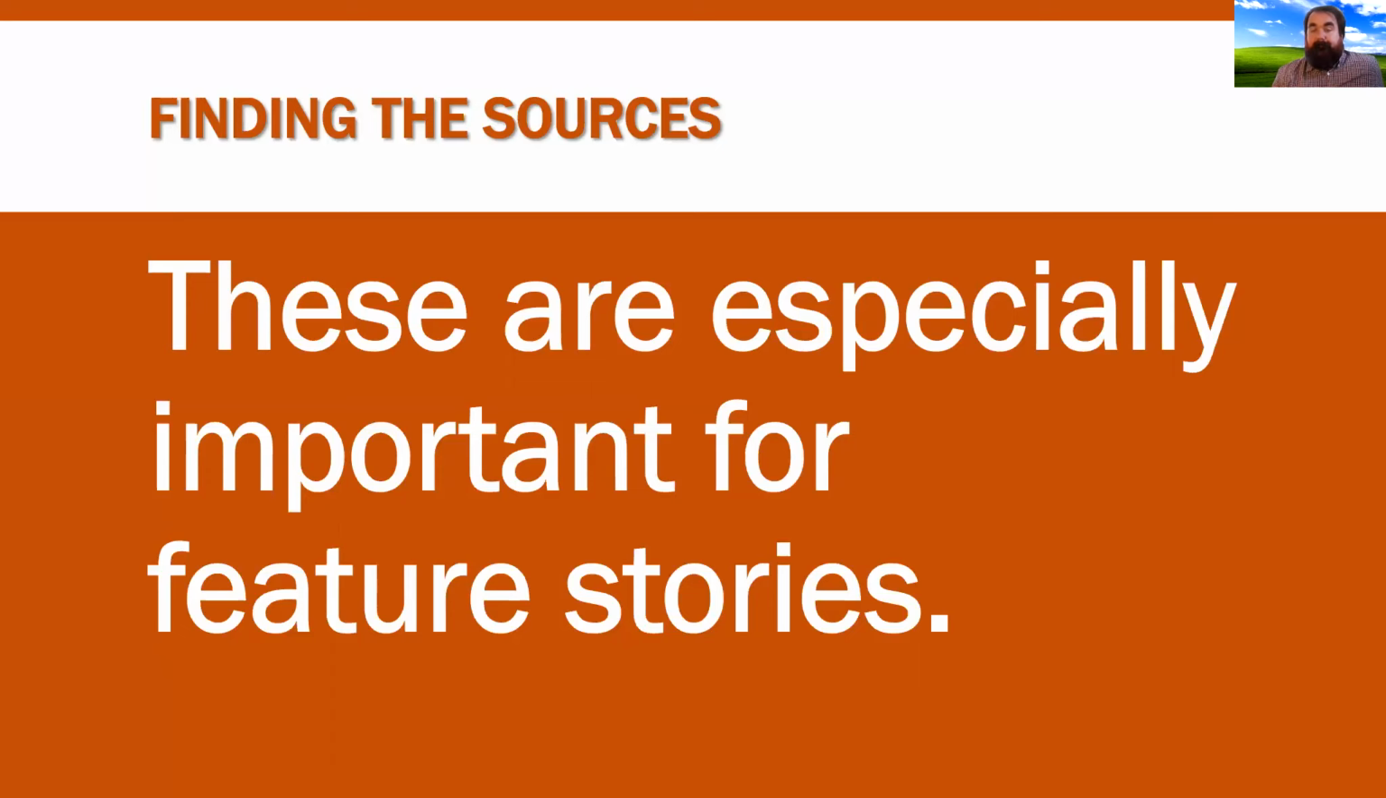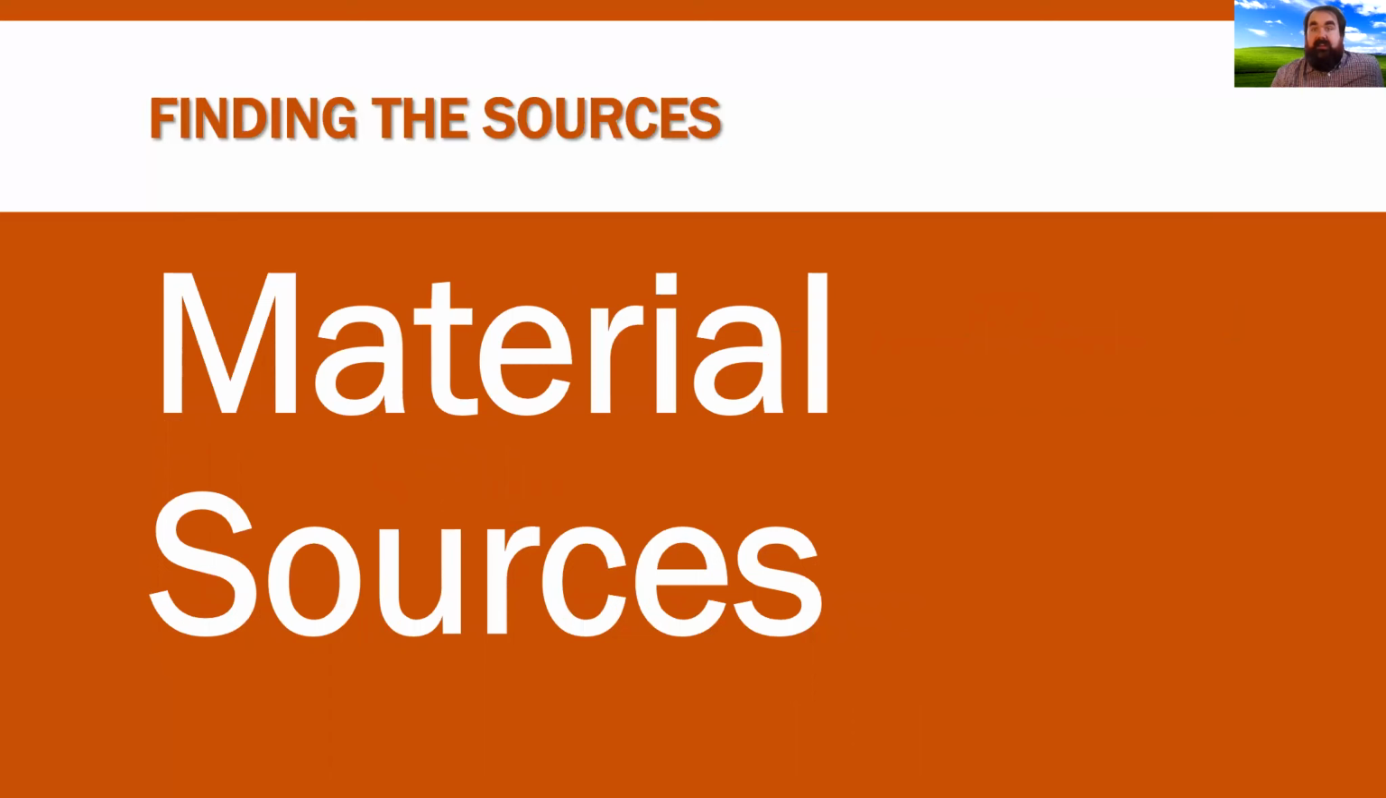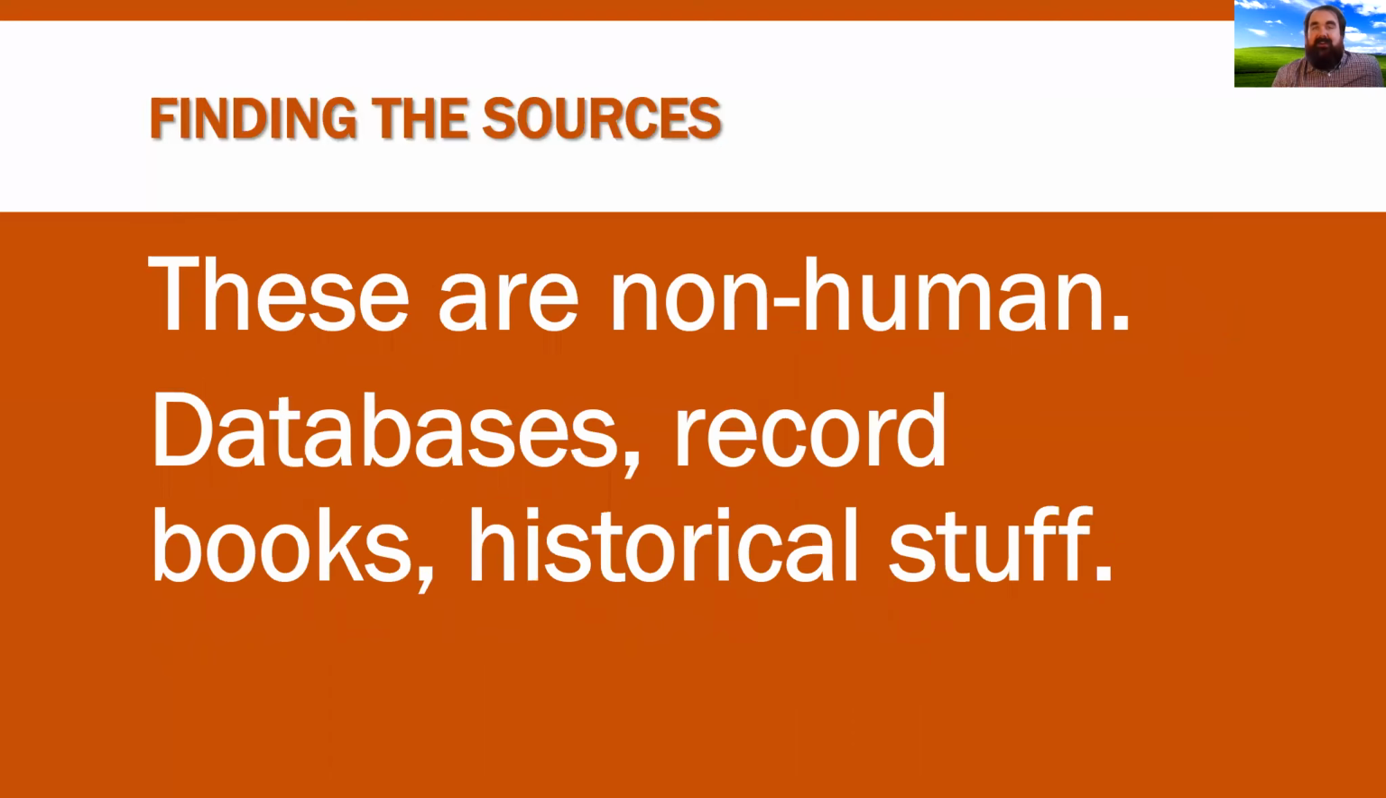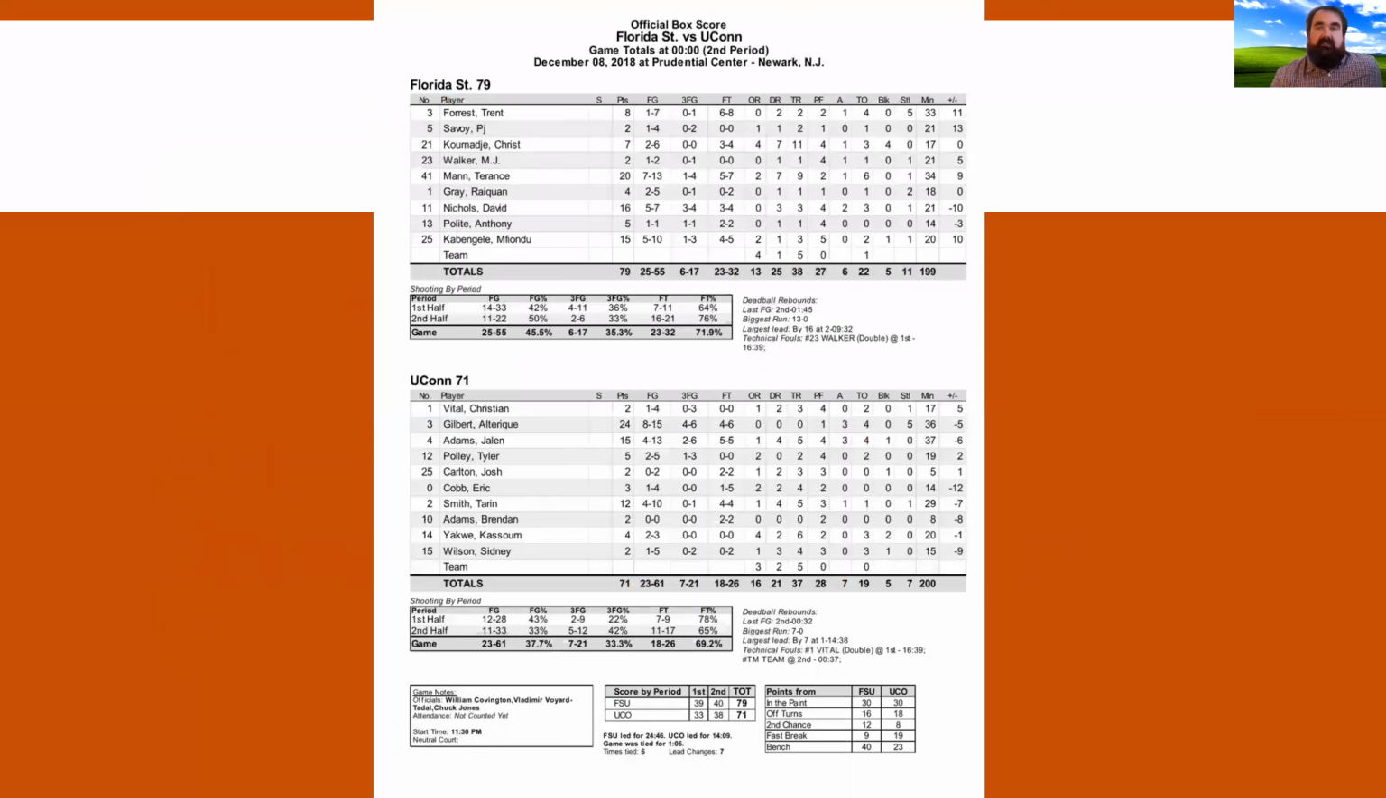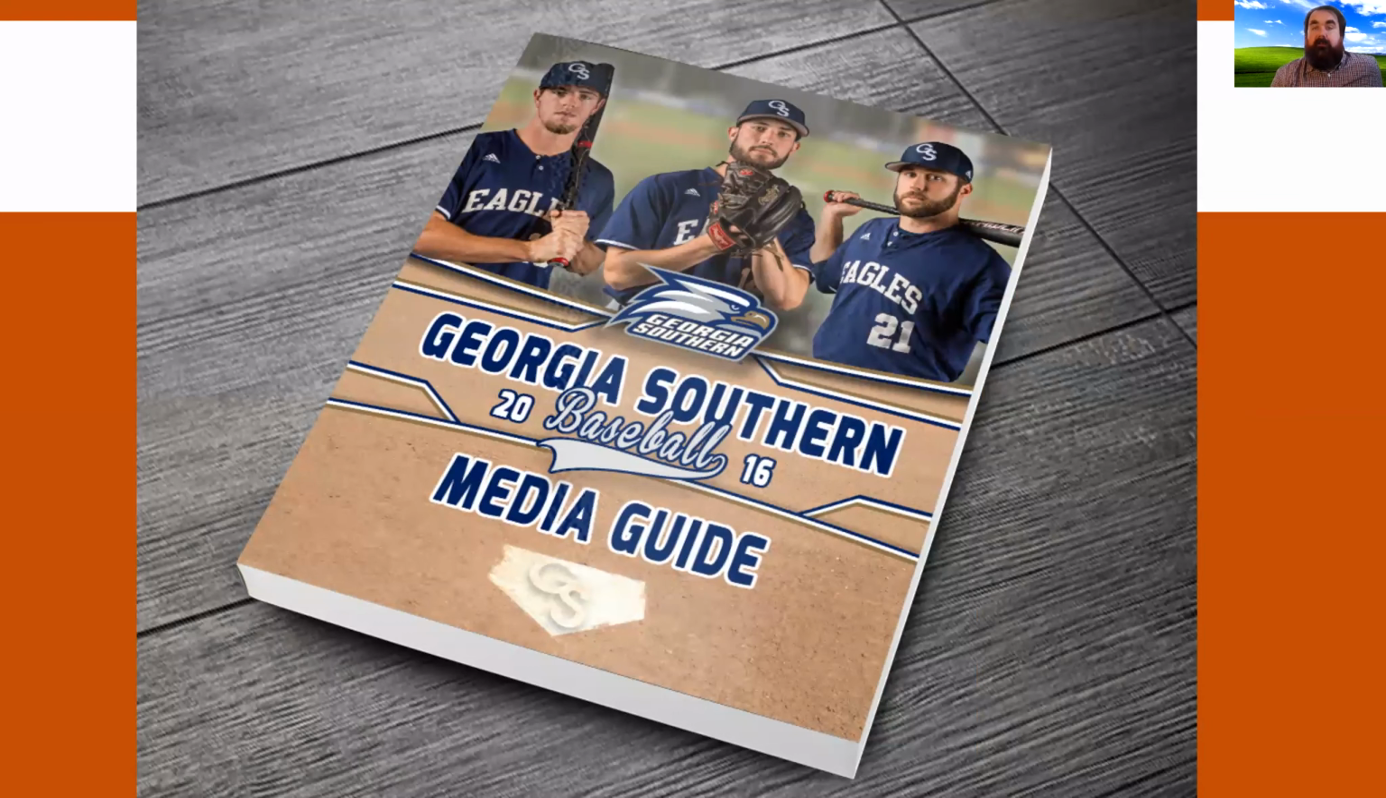Okay, let's move on. Material sources. These are the non-humans. These are databases, numbers, statistics, records, historical stuff. We're going to spend a whole lecture just talking about how to effectively use numbers in both regular recap stories and in feature stories. But just so you know, what we're talking about with material sources are statistics, stuff like game-based statistics. So in one specific game, how did they perform? But it could also be something pulled from a media guide, how they performed in one full season. So a full season's worth of metrics.